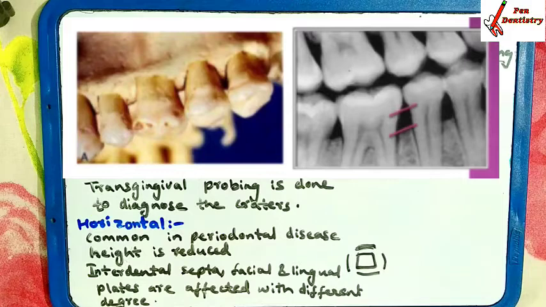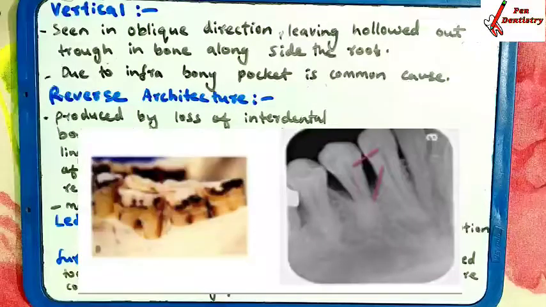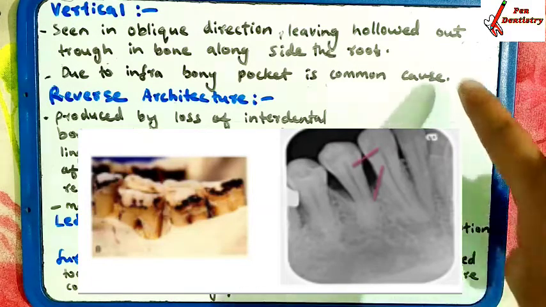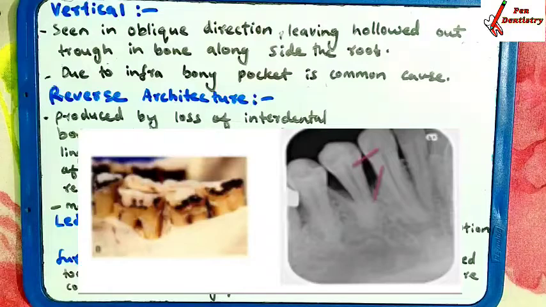Now we are going to see the rest of the bone loss. Vertical bone loss. It is seen in an oblique direction. As you can see in the picture, the bone loss is seen in an oblique way. It leaves a hollowed-out trough in the bone along the side of the root. What does it do? It does the hollowing of the bone along the side of the root. As you can see, at the root side a hollow space is developed.